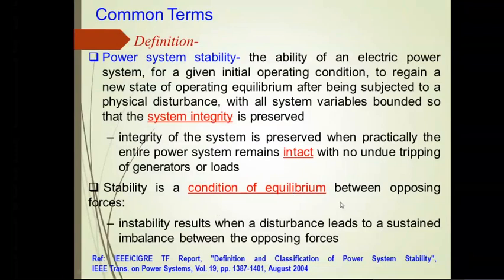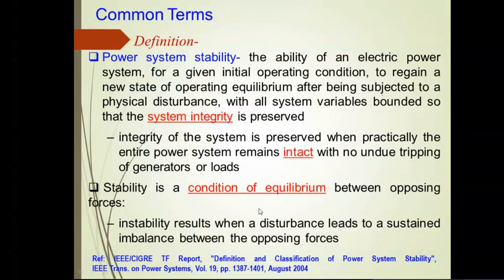We will discuss more in detail about these talks later on. Now, in case the system was at an initial operating point and, following the disturbance, the system changes to a new operating point, but equilibrium is not achieved, that means the condition of equilibrium is not achieved at the new operating point, then in that case, instability may result.